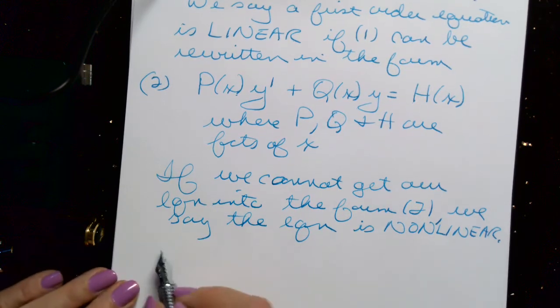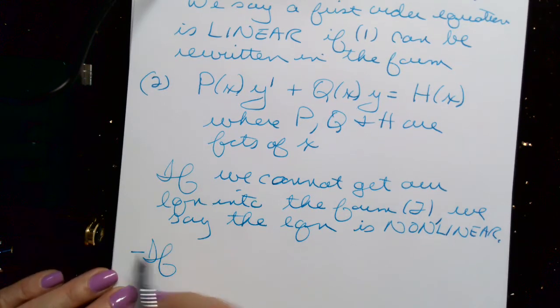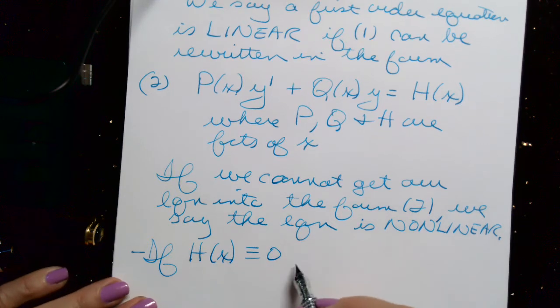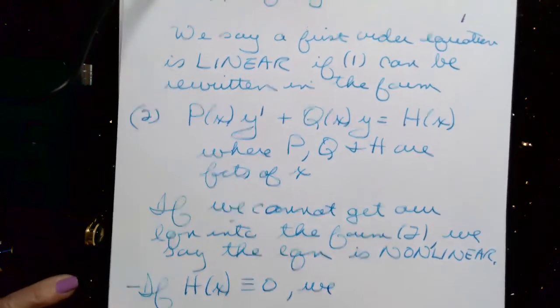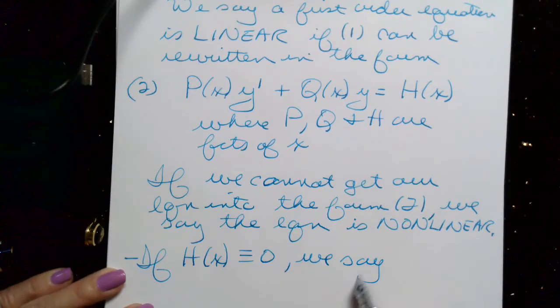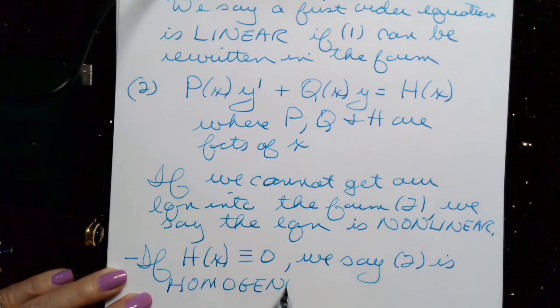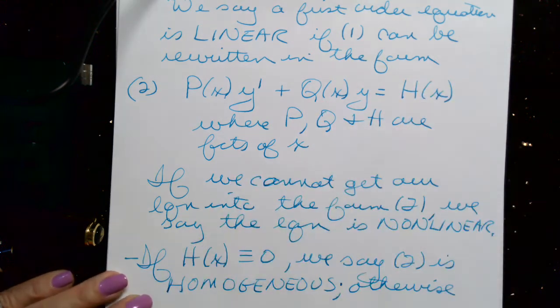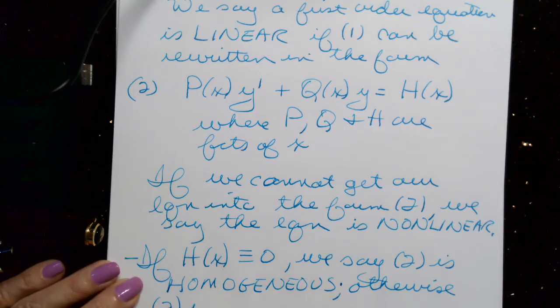Okay. Another definition is that if h of x is identically equal to 0, we say 2 is homogeneous. Otherwise, if it's anything except 0 on that right-hand side, 2 is inhomogeneous.